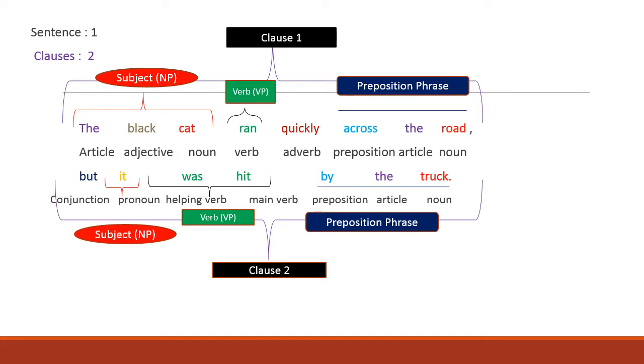Good. So this is how we can go on analyzing sentences to understand what is making up the subject and the verb. One thing we understand from this analysis is that the subject can be just one word, like in the second clause, a pronoun it, or a group of words, like in the first clause, the black cat. Similarly, a verb can be just one word, like ran in clause number 1, or a combination of a helping and a main verb, like was hit in clause 2.